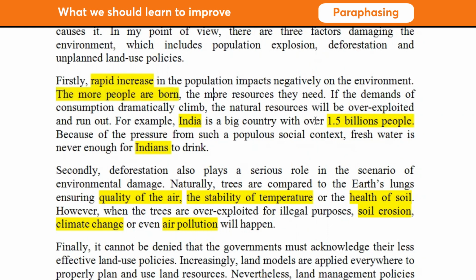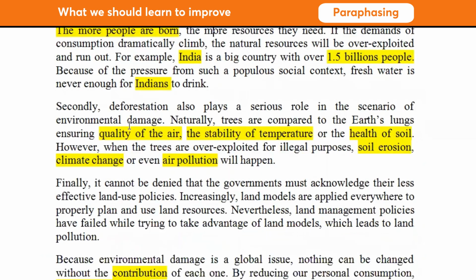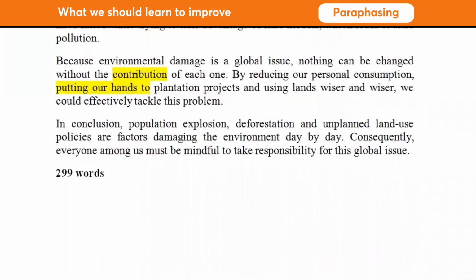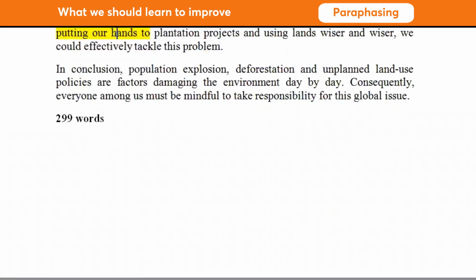And you can see India, 1.5 billion people, Indians. So it's a paraphrase, isn't it, to avoid repetition. And you can see here, we've got the same. We've got 1, 2, 3. Quality of air, air pollution. Stability of temperature, climate change. Health of soil, soil erosion. So a good attempt. Yeah, it's slightly inaccurate, but it's a good attempt. And that's why here, instead of contribution, putting our hands to. Okay, so remember, you need to try and do that as well, and not just repeat the same vocabulary all the way through. Let's move on to a couple other things we can talk about.